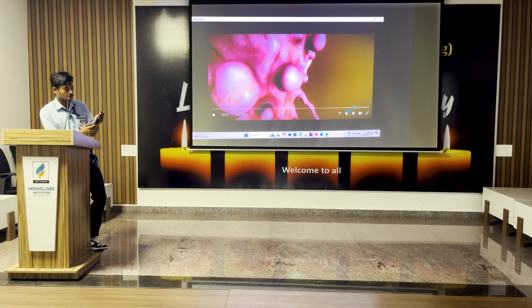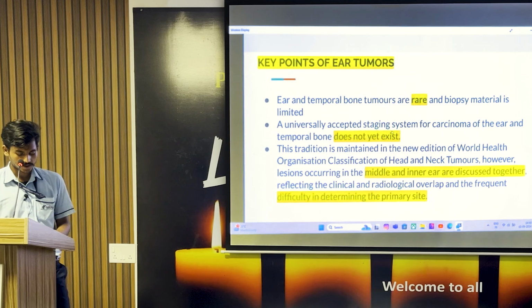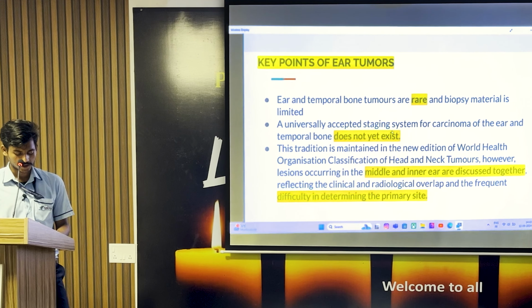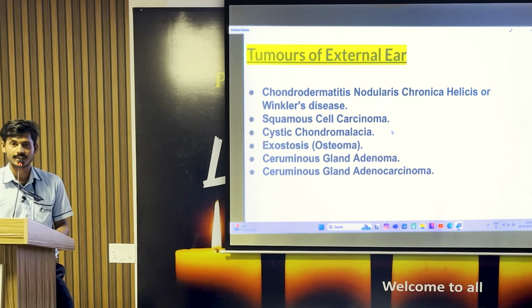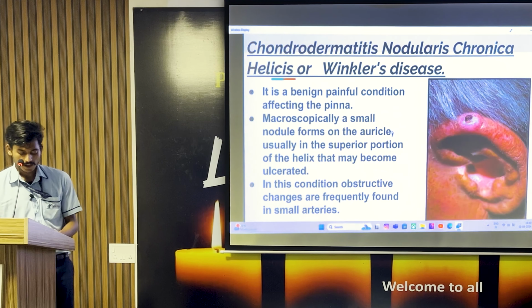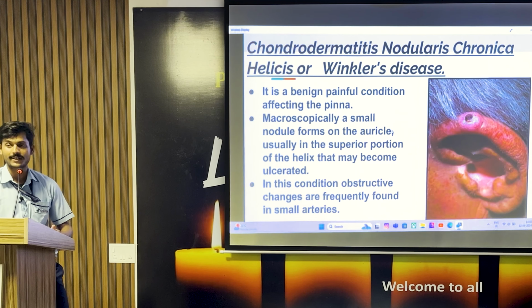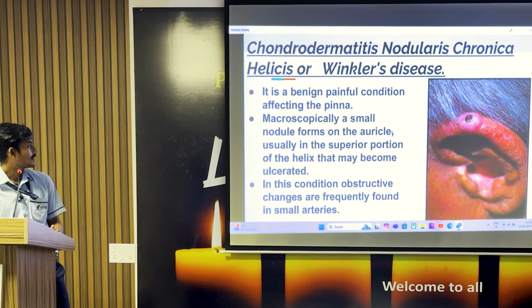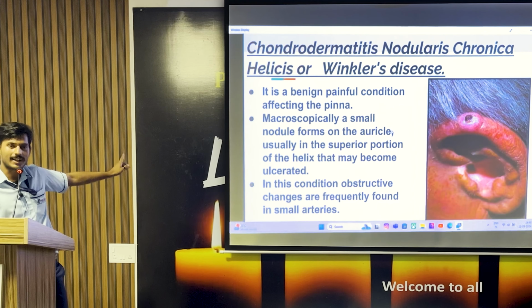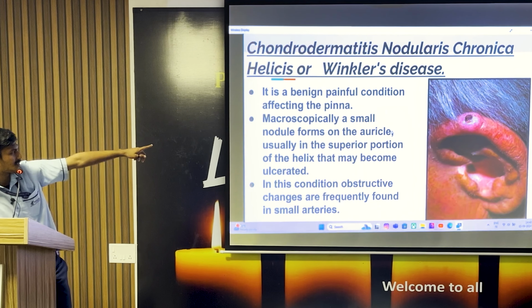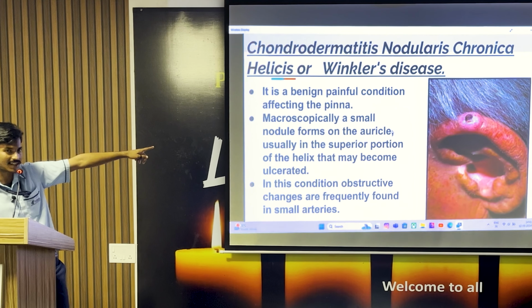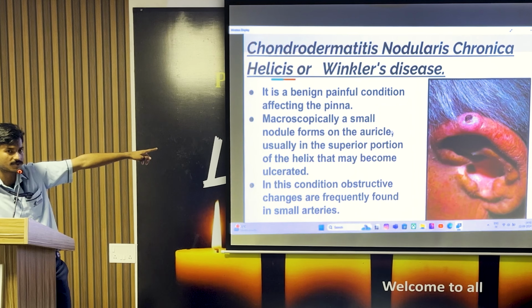Okay, now let's go with the slide. We discussed the classifications, we've seen the key points about ear tumors, and we also saw the tumors of the external ear. Now the first type is called Winkler's disease, or Chondrodermatitis Nodularis Helicis. This is a benign type. You see the image, the tumor is visible to you, and this is a painful condition.